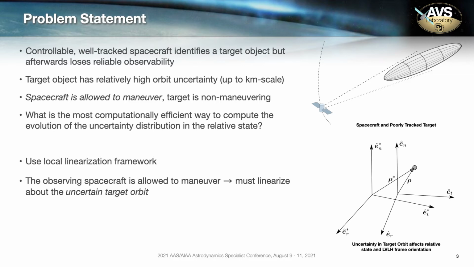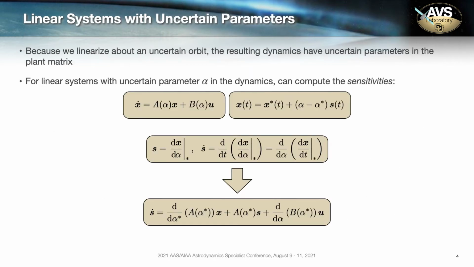And in this case, it's most convenient to linearize about the non-maneuvering target orbit, even though we don't know where it is. So this figure in the bottom right here illustrates geometrically that if I don't know the target object's orbit accurately, there are two effects. First, the relative range that I assume will obviously be wrong, but also the LVLH frame orientation is also unknown, which causes other problems. And because we linearize about an uncertain orbit, the resulting dynamics have uncertain parameters in the plant matrix.